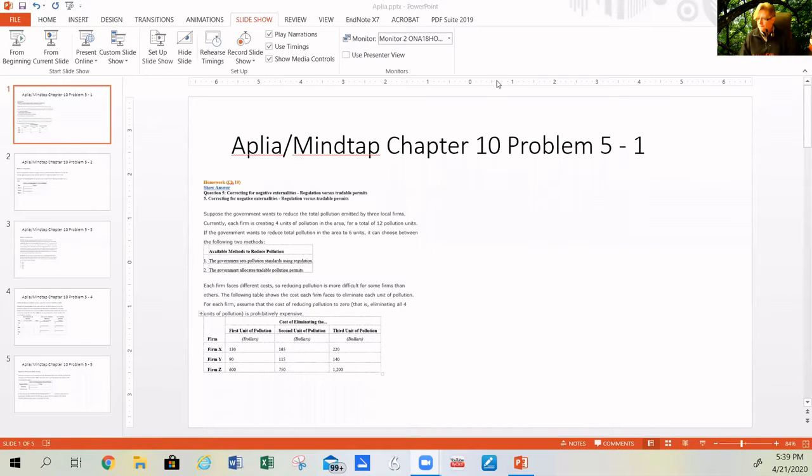Hi, I was asked if I would walk you through a problem from Chapter 10, and it's problem 5, which has to do with cost and benefit analysis. So I'm going to go ahead and share my screen with you, and then we will walk through this particular program. Okay, let me do this from the beginning.